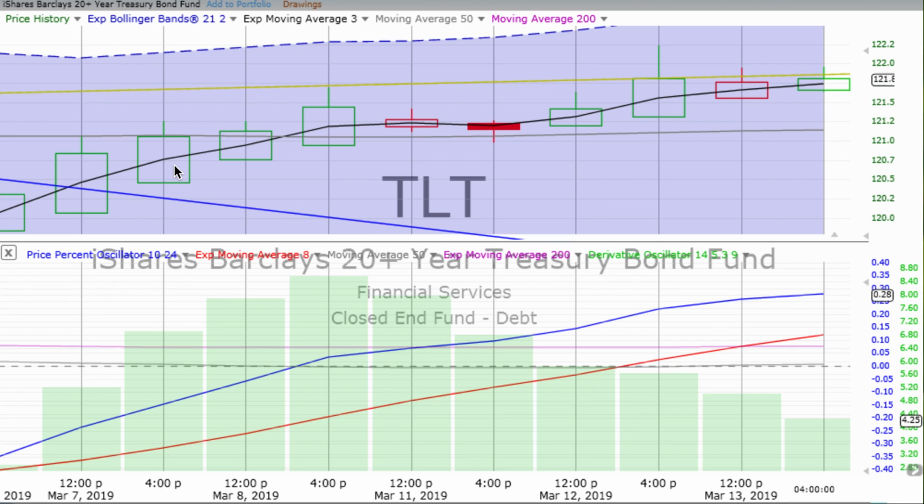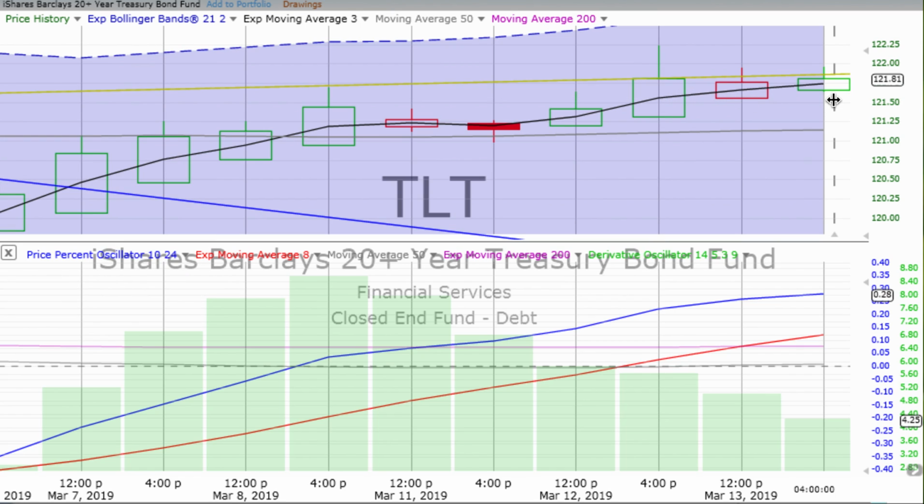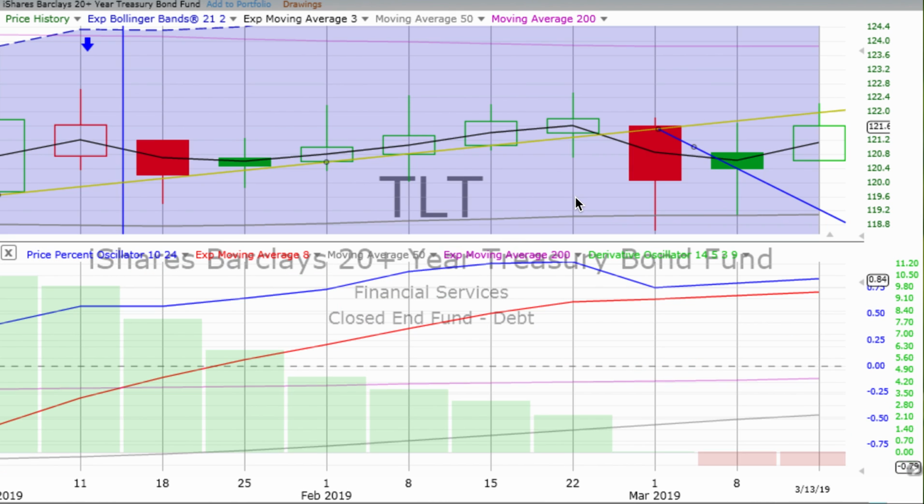We look at that 4-hour chart, and of course you see where things bumped up in the afternoon on Tuesday the 12th, and then sideways over the course of the day on Wednesday. Derivative oscillator losing momentum, price percent oscillator trying to head up. So bonds have to sort themselves out before we can do anything with them.